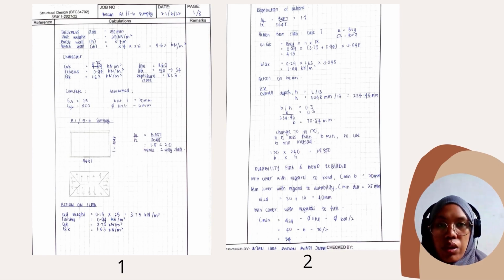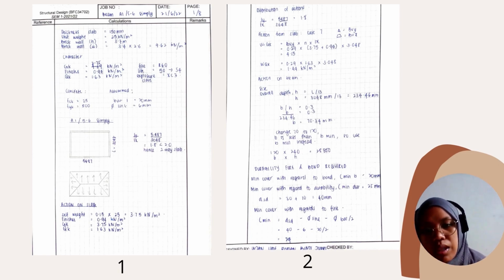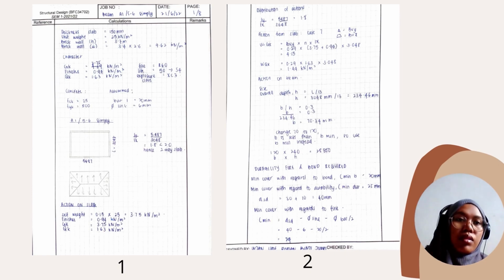Okay, so for the Ly over Lx, it is calculated that Ly over Lx is less than 2, hence it is two-way slab. Okay, for the action on slab, for the self weight, it is 3.75 kilonewton per meter square. Alright. For the distribution of action, it is given that Ly over Lx is equal to 1.8. So we use the action from slab case 7, and we refer the table.